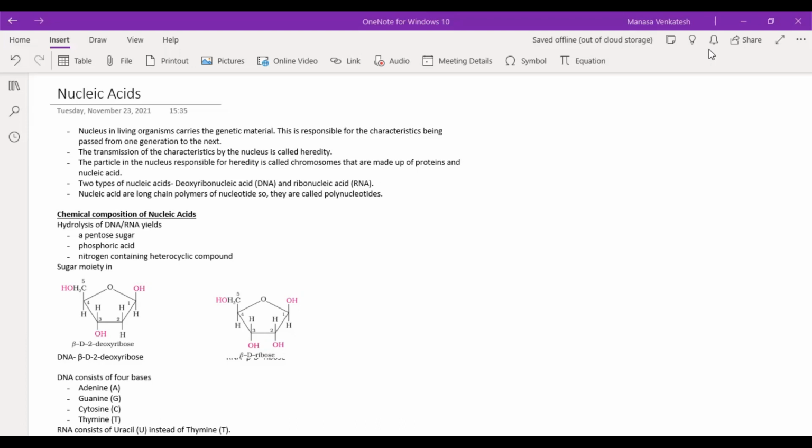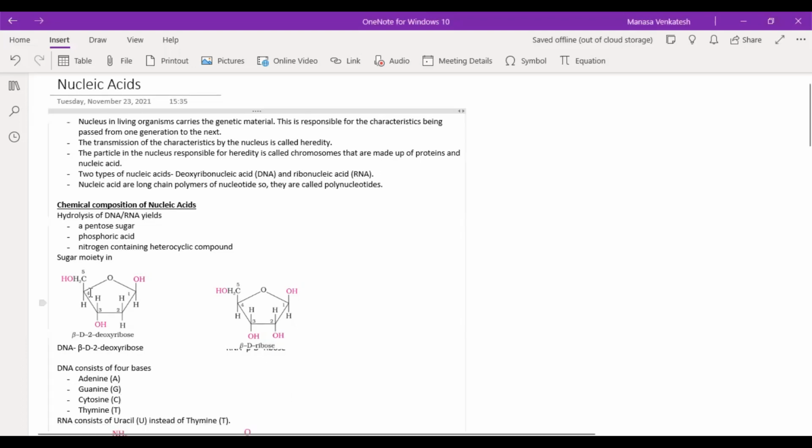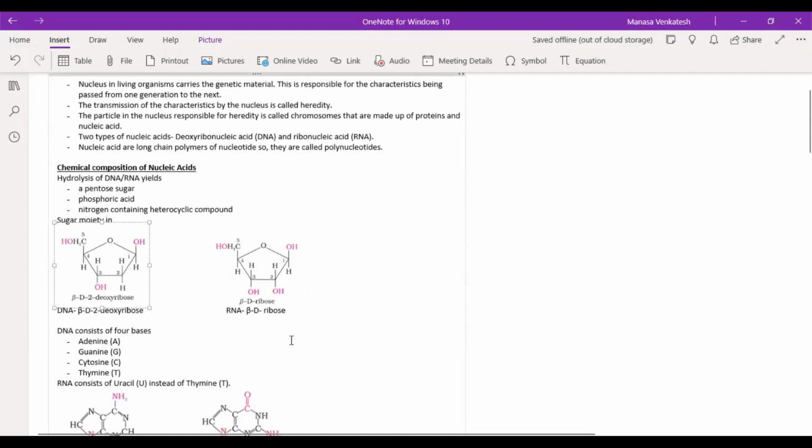So chemical composition, you have a pentose sugar, a phosphoric acid, and a nitrogen containing heterocyclic compound. This nitrogen containing heterocyclic compound is a base, which we'll be learning about in a minute. And the phosphoric acid is again down the screen. The first one, the pentose sugar, is either a deoxyribose or a ribose. Deoxyribose is present in DNA, whereas RNA consists of ribose, and that's why they're called deoxyribo and ribonucleic acid respectively.